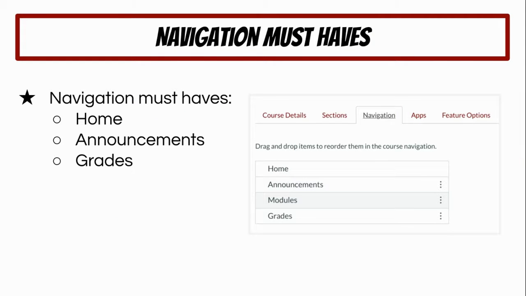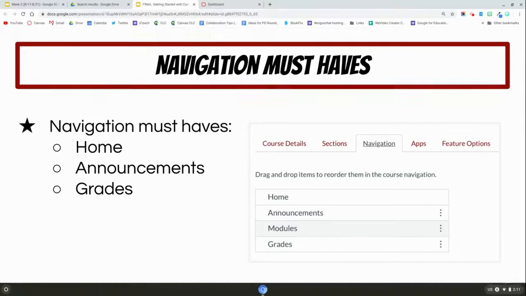And the easiest way to do that is to narrow it down to 3 or 4 very specific aspects of Canvas. The 3 I like to go with are the homepage, announcements, and grades. By navigating from the homepage to individual modules, it becomes really easy for students to know exactly where to go, exactly how to access their assignments, and also how to check their grades. Let's take a look in action here.